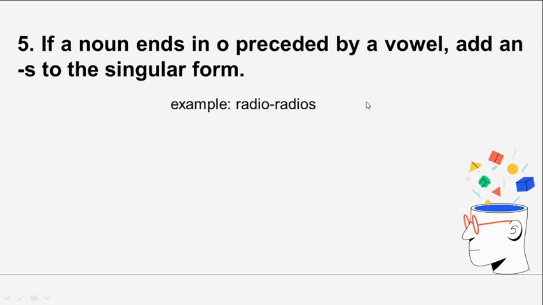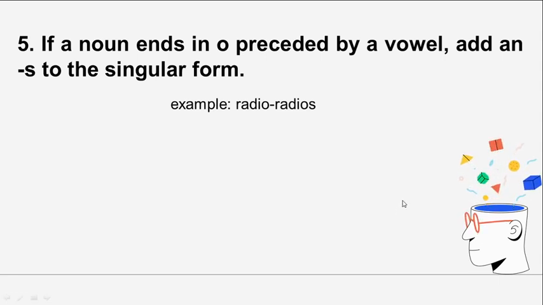If the noun ends with letter O preceded by a vowel, you need to add S to the singular form. Again, in most nouns, you need to add S to the singular form if it is preceded by a vowel: A, E, I, O, and U. For example, radio. It ends with letter O and is preceded by letter I, which is a vowel, so therefore you need to add S. It will be radios. Can you give me another example?